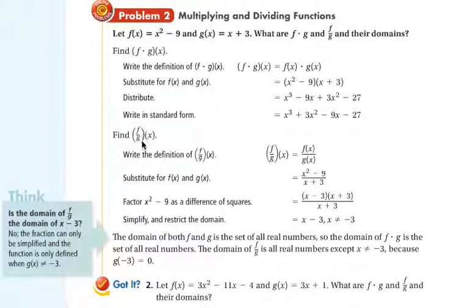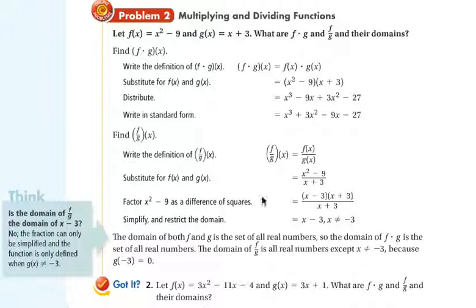Let's find f divided by g of x. What we're going to do is rewrite the top and rewrite the bottom, x squared minus 9 divided by x plus 3. And since we don't see anything the same, we're going to factor the top. So we have x minus 3 in parentheses and x plus 3.